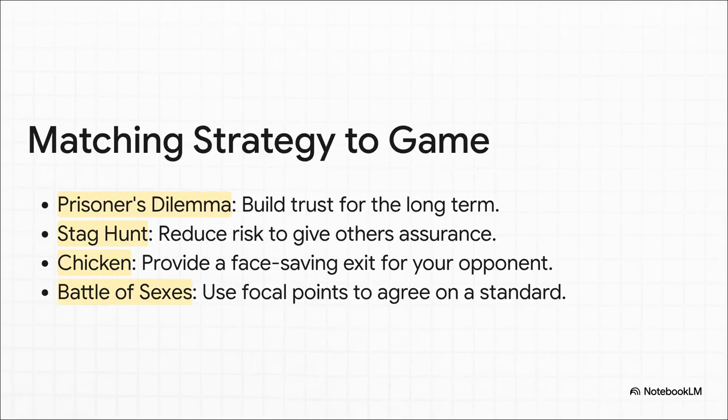And this is where it all comes together. This is how identifying the game gives you a playbook. If you want to escape a prisoner's dilemma, you've got to build trust for the long haul. To win a stag hunt, you have to reduce the risk for other people. In a game of chicken, a great strategy is to give your opponent a face-saving way out. And to resolve a battle of the sexes, you find a common focal point to rally around.